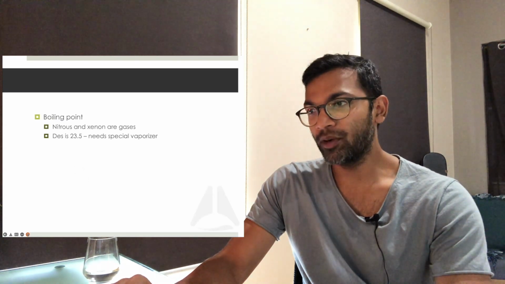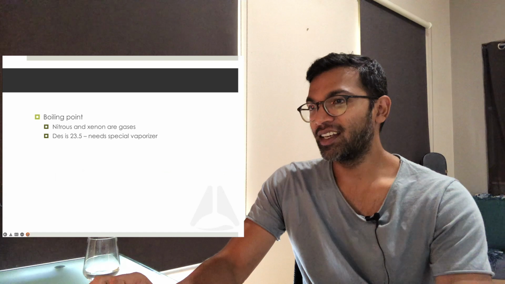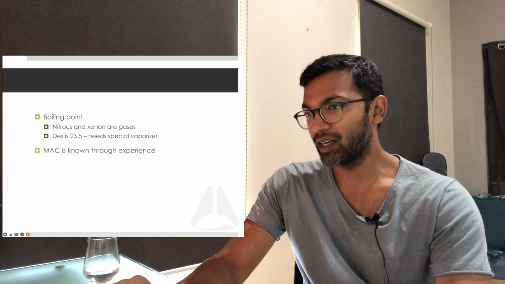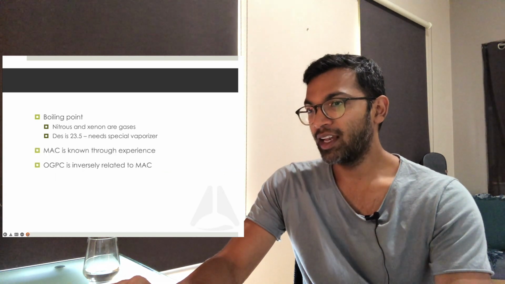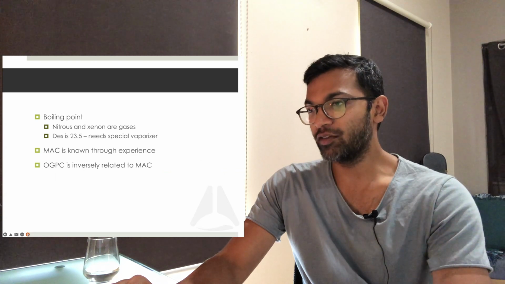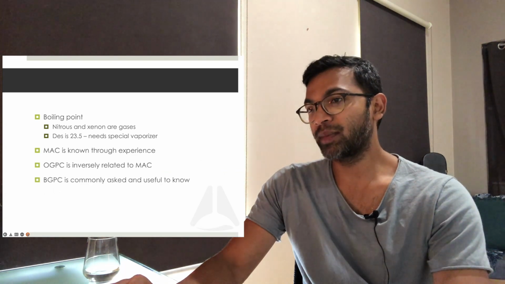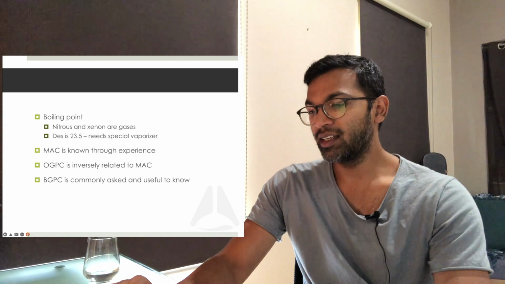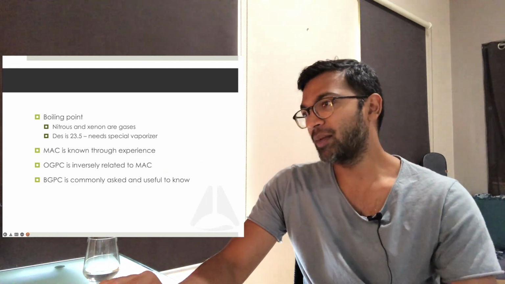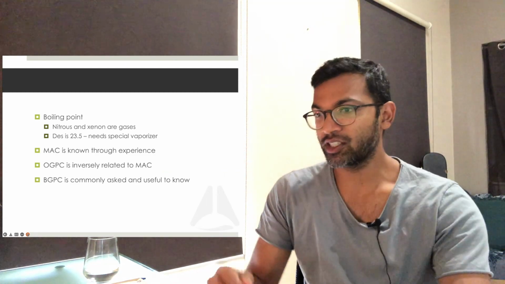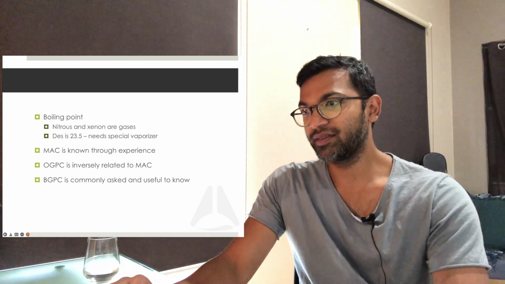So again, for boiling point, nitrous and xenon are gases. That's interesting. Desflurane needs a special vaporizer. MAC is known through experience, and the oil gas partition coefficient is inversely related to MAC, and the blood gas partition coefficient is commonly asked, therefore useful to know. So again, trying to make a really complex table a lot simpler just through a qualitative analysis of it.